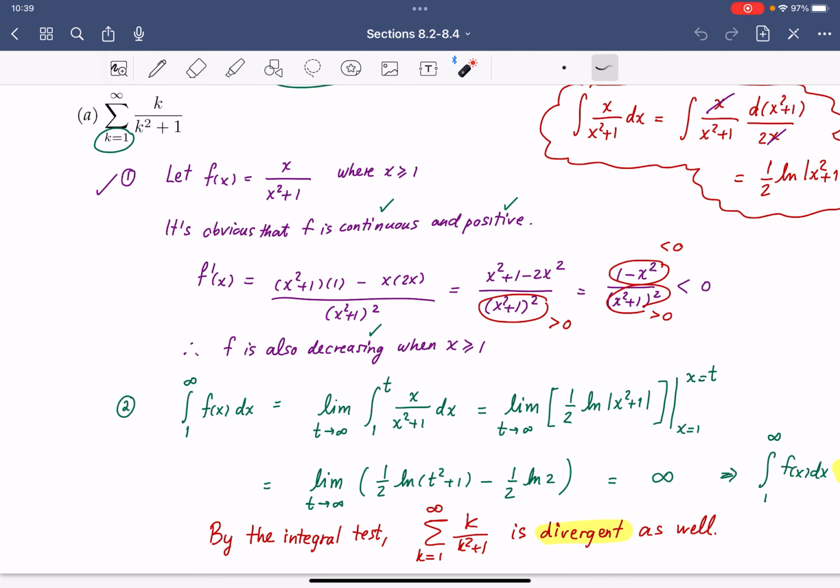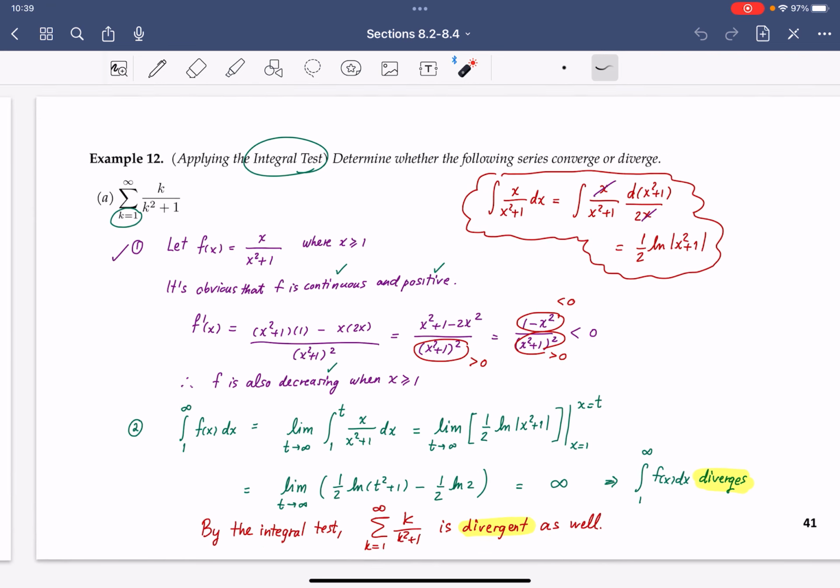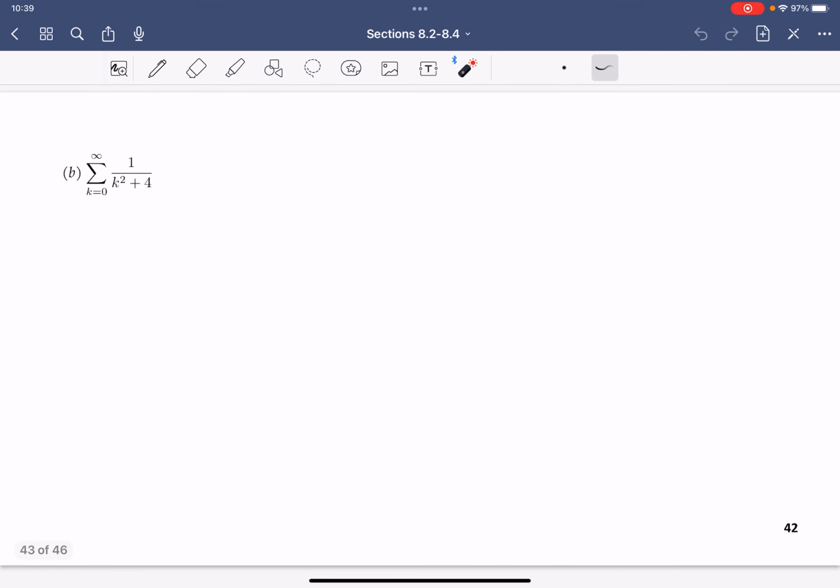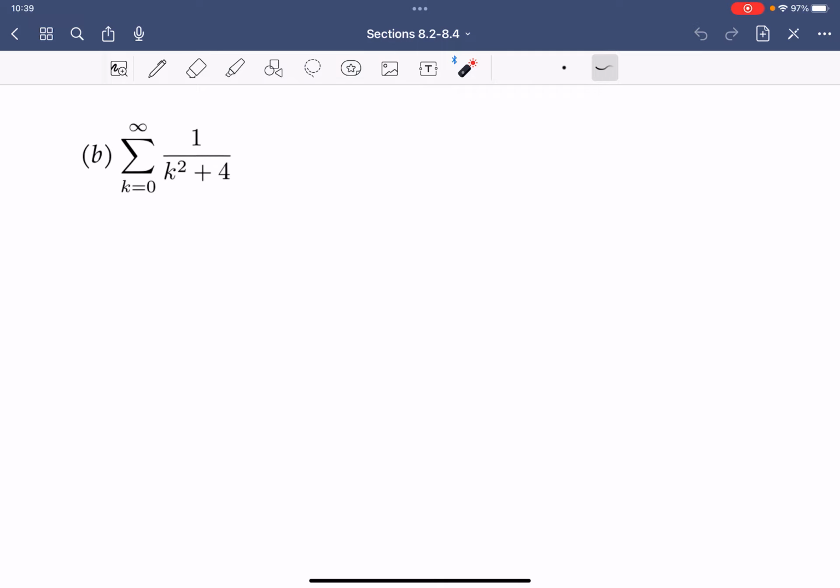So we're gonna redo this type of question, 2 more questions, to get you familiar with the integral test more. Okay, let's do it. Part B: here we have the summation from k equals 0 to infinity of 1 over k squared plus 4.